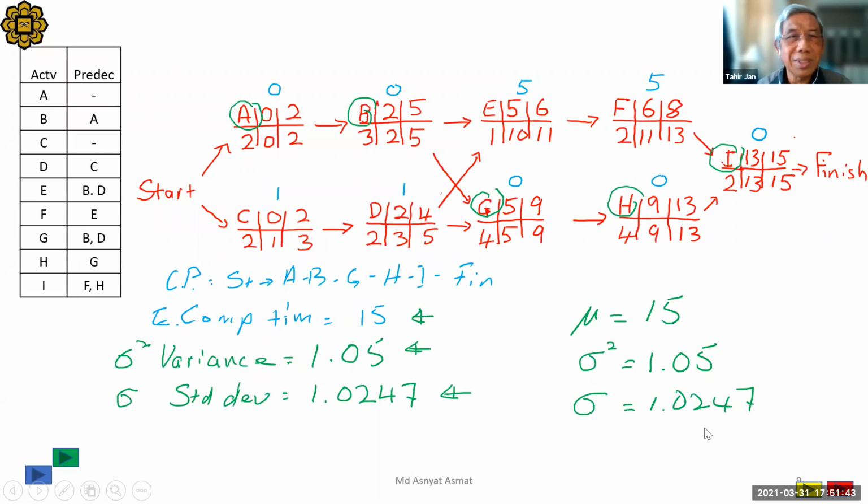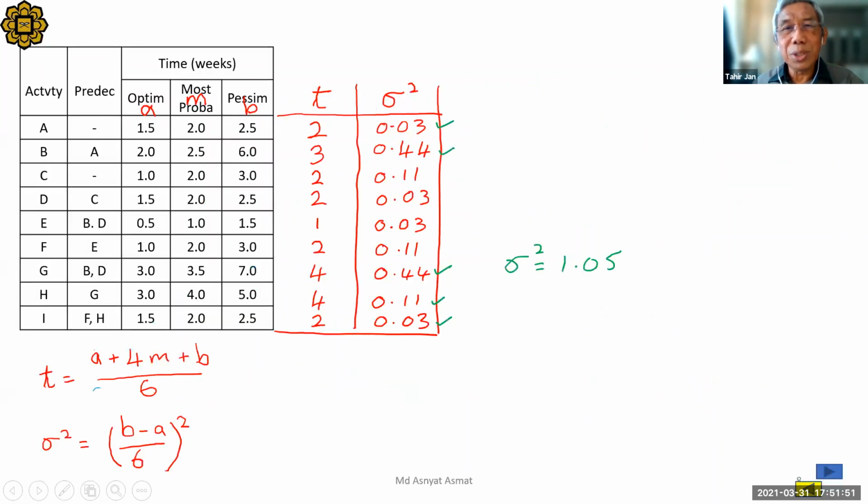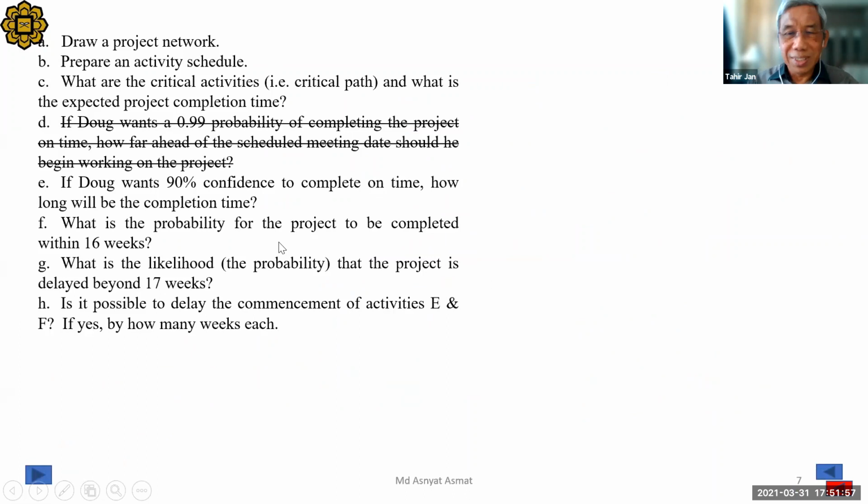No, I don't have space. Can I use this space? Or maybe I use this space. I can use this space. 90%.